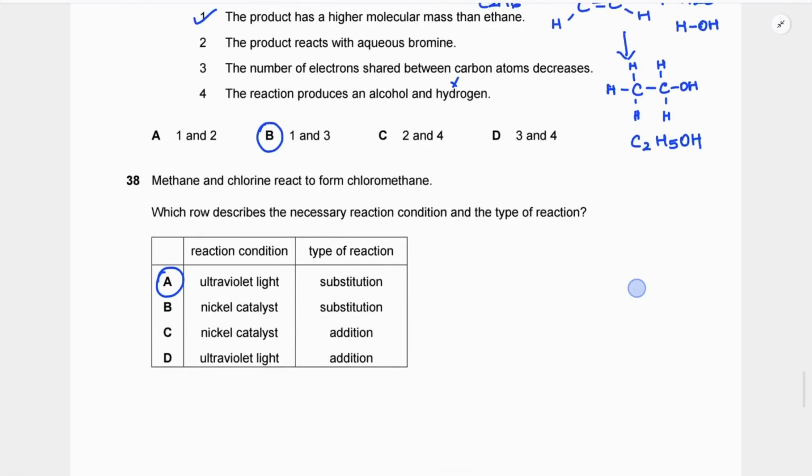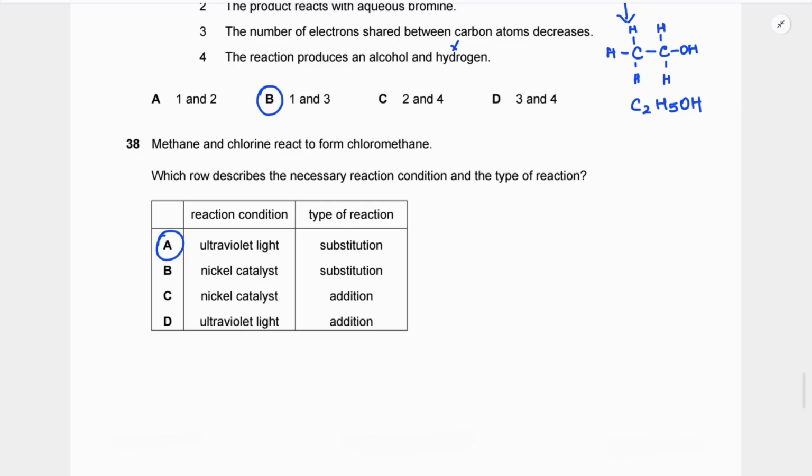Question 38. Methane and chlorine react to form chloromethane. Which row describes the necessary reaction condition and type of reaction? When methane, which is an alkane, and chlorine react to form chloromethane, which is a halogenoalkane, the reaction condition will be in the presence of UV light. Also it's a substitution reaction. As I mentioned, it's a free radical substitution reaction. So the correct answer is A.